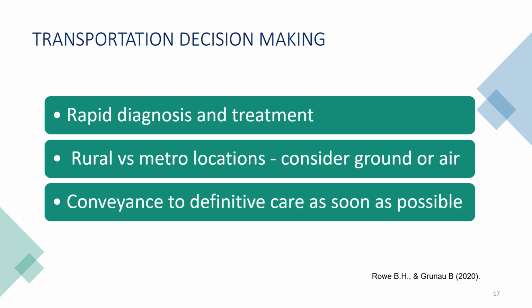Consideration should be taken for mode of transport for conveyance time. For example, rural locations with long ground conveyance should consider helicopter conveyance or fixed wing, whereas metropolitan ambulances might benefit from shorter conveyance times by ground. Early conveyance to definitive care can maximise patient outcomes, as these patients can often be critically ill and require intensive care interventions and monitoring. Emphasis is definitely on treatment of the underlying etiology of distributive shock.